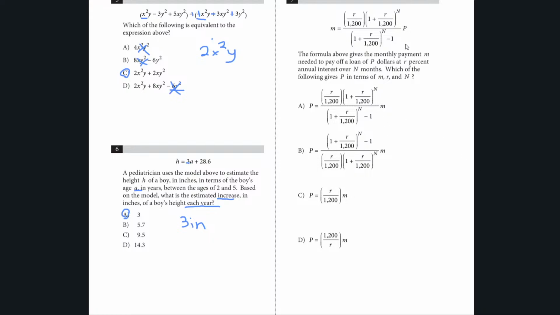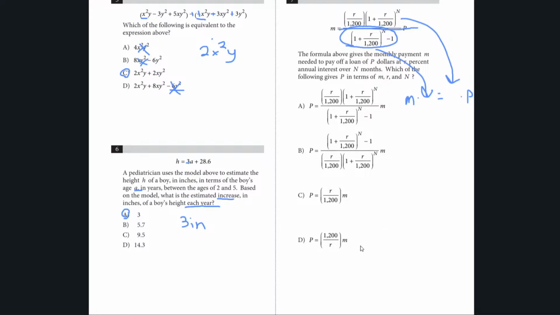Okay, so we need to solve for P. The first thing we need to do is handle the bottom. So we're going to multiply this to the other side. So we're going to have M times whatever that is equal to the top times P. I'm not going to rewrite that. Okay, so we have 1 plus R over 1,200 to the N, and we have that times N. Well, also the minus 1 times M.